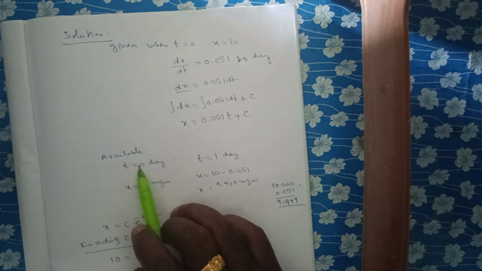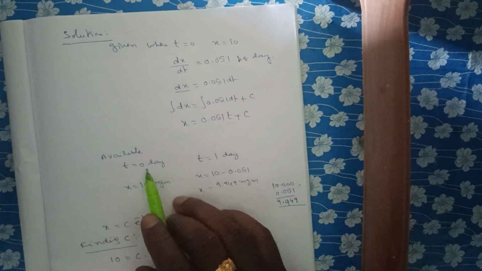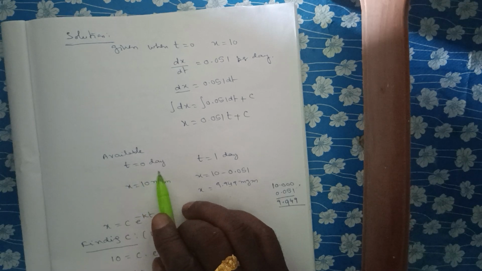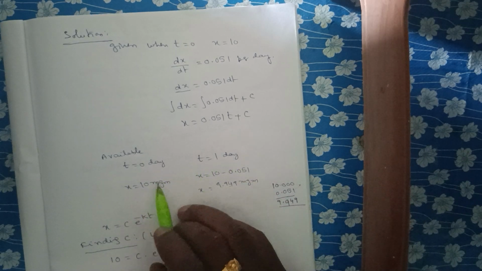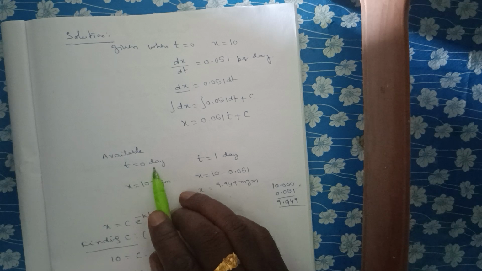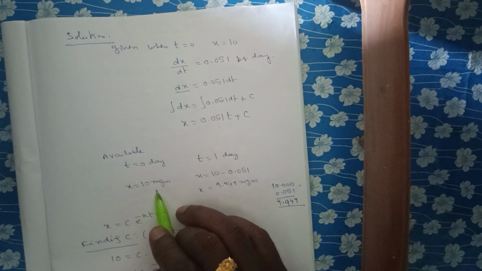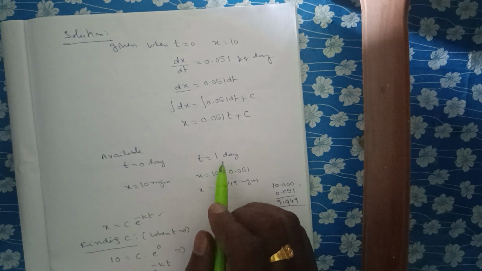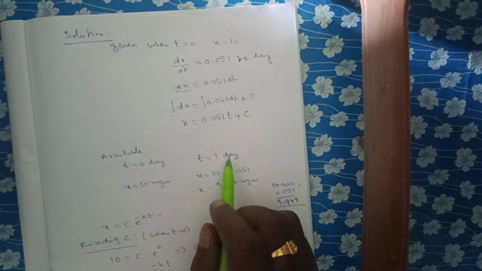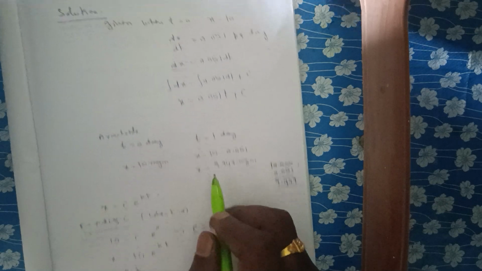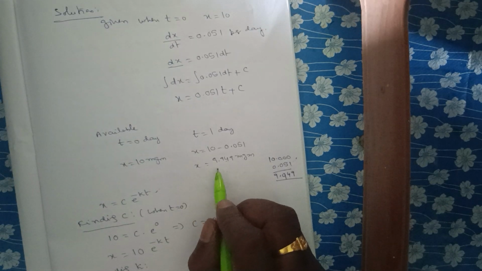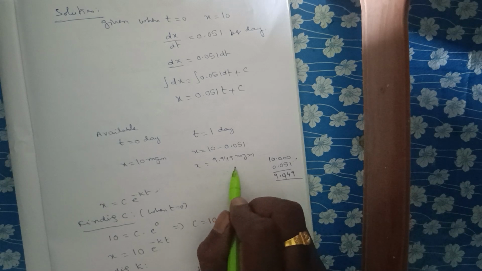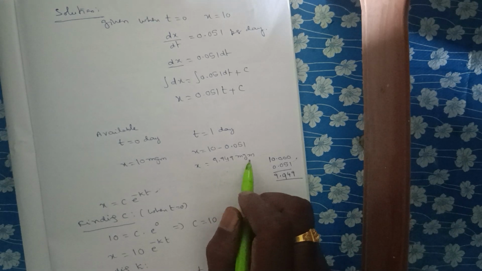Now we are seeing the availability. At time t equal to 0 days, x is equal to 10 mgm. After 1 day, the substance disintegrates, which means it decreases. Then the amount of substance is equal to 10 minus 0.051, which is equal to 9.9490 mgm.